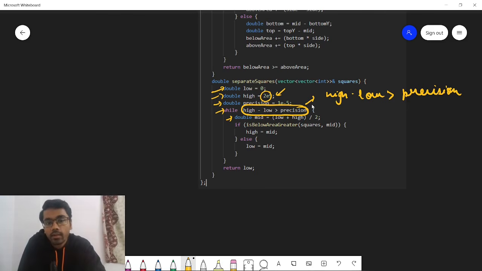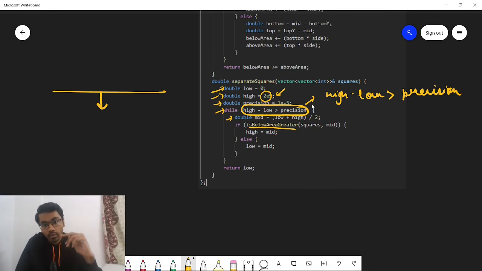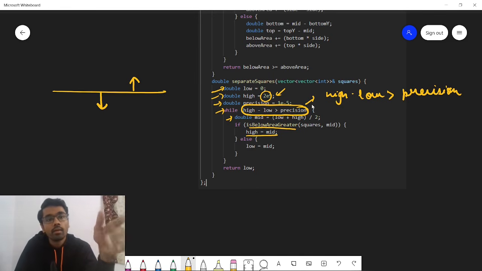Then we are checking the condition, how we will be able to go towards the left part or towards the right part. So if the below area is greater than the above area, that means we need to move our mid value to below. So for that we are making high equal to mid. Otherwise, if the lower area is not greater than the above area, that means the above area is greater, that means we need to move our mid pointer to the above value. So that's why we are doing low equal to mid.